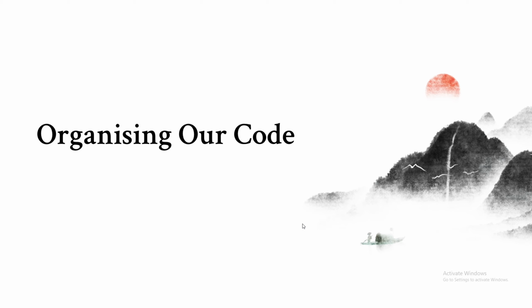So in this section, we're going to be talking about how to organize our code in Rust. We are going to be organizing our code using modules. So let's switch to our IDE and see how that works.